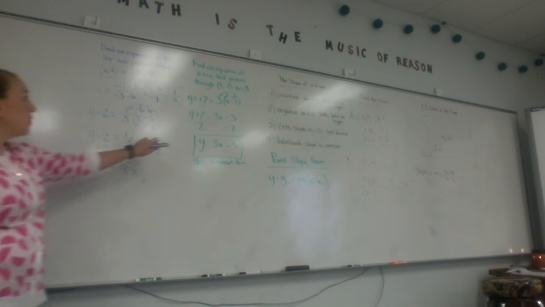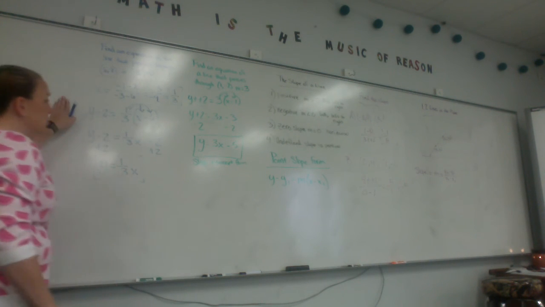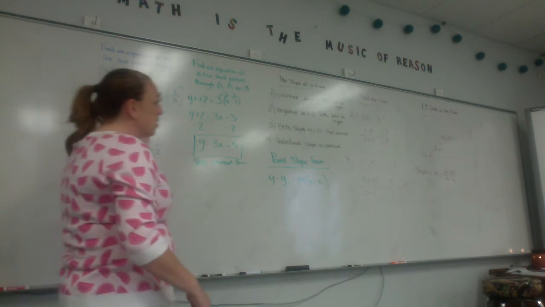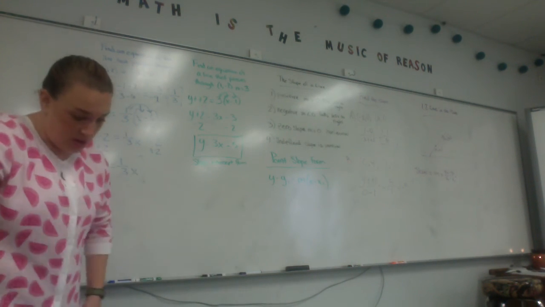So that's a way to find an equation if you have a slope and a point. You still use point-slope form, but you also use the equation of slope to figure it out when there's just 2 points.